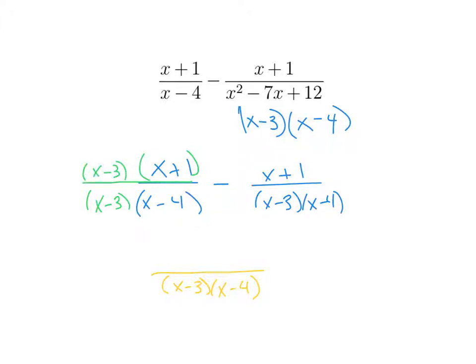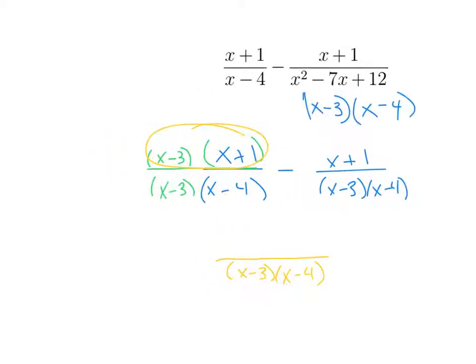Now, on the top, I have to do the box method for the first fraction in order to write it. So I'm going to do the box method on the side, and I will get x minus 3 times x plus 1. I get x squared minus 3x, x, and negative 3. These combine to get you a negative 2x, so it would be x squared minus 2x minus 3.